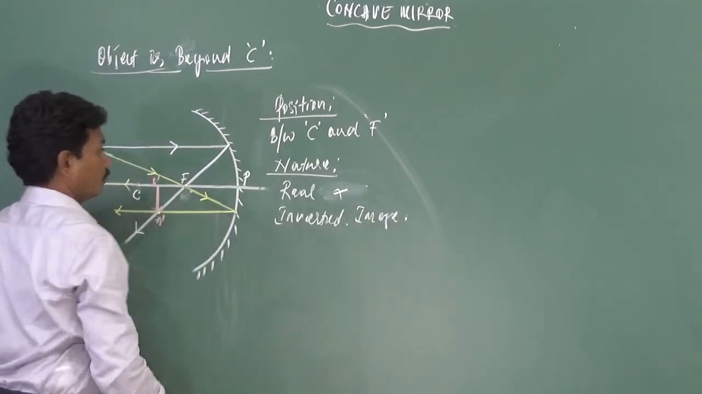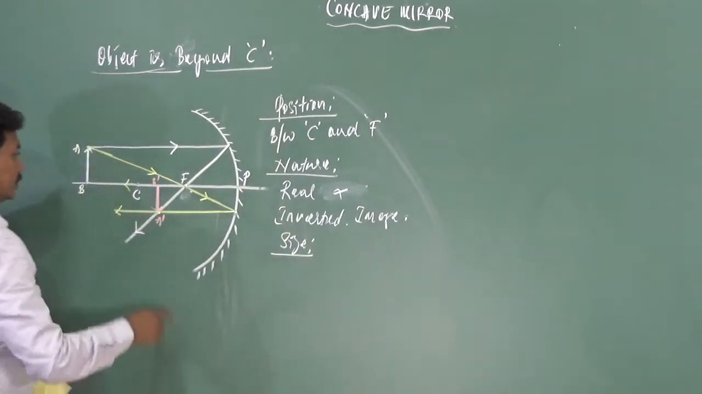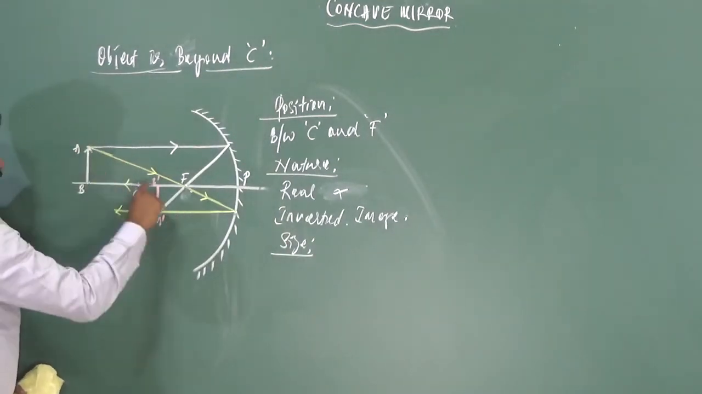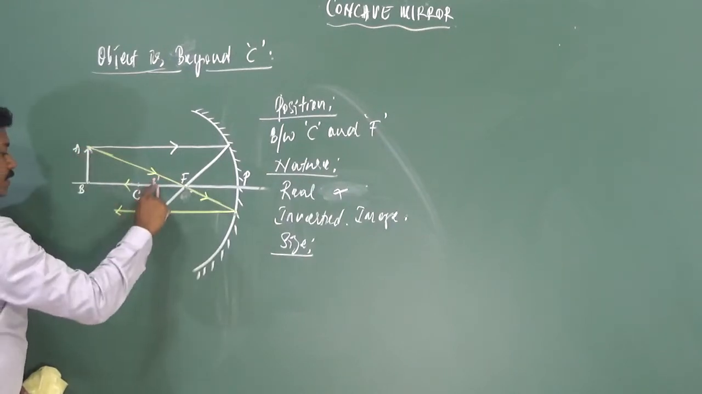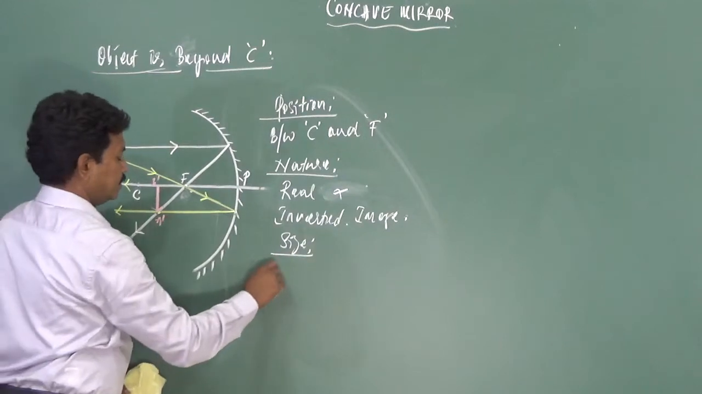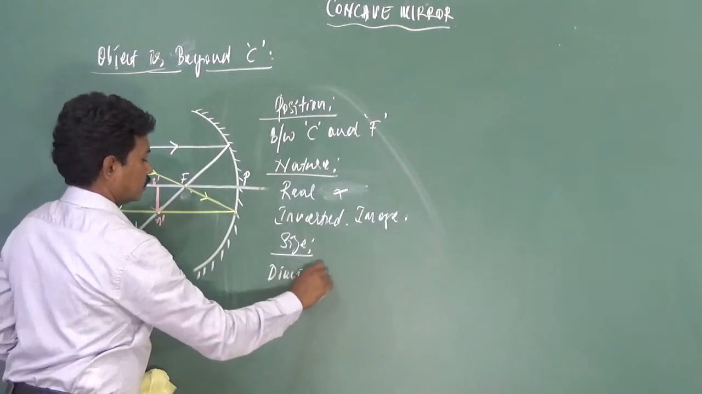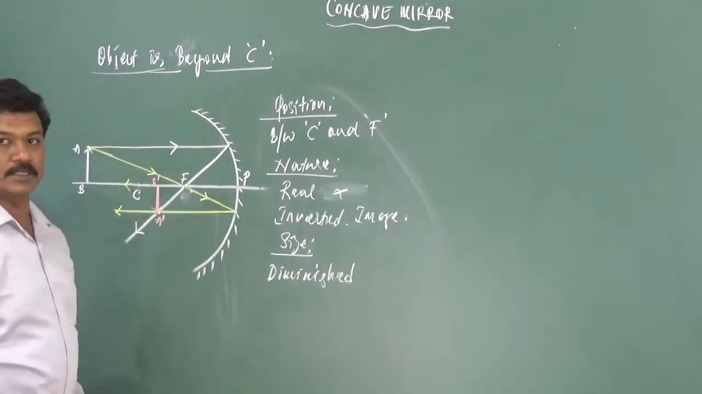Now, what is the size of the image? When we compare the size of the image with the size of the object, we can see that the size of the image is less than the size of the object. So it is diminished. It is not highly diminished, just diminished.